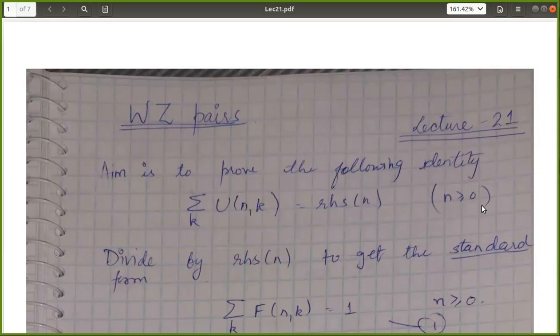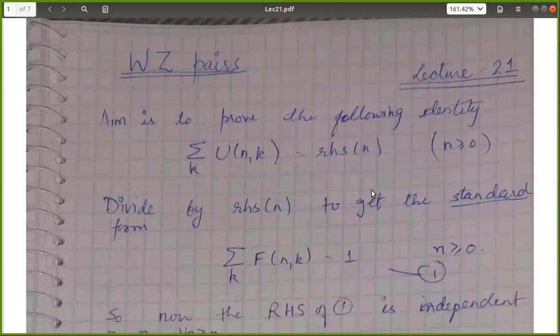So a rough recipe for doing what we are going to do is that you divide this particular sum by this function, so that the right hand side is not depending on n. Earlier the right hand side was dependent on n. Now after I have divided each term by this function, I have a new function f(n,k), and now the summation of f(n,k) over k is independent of n. It becomes one.